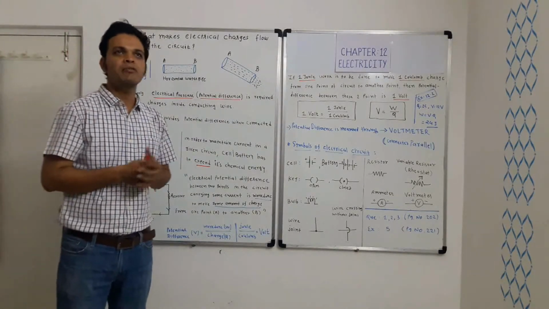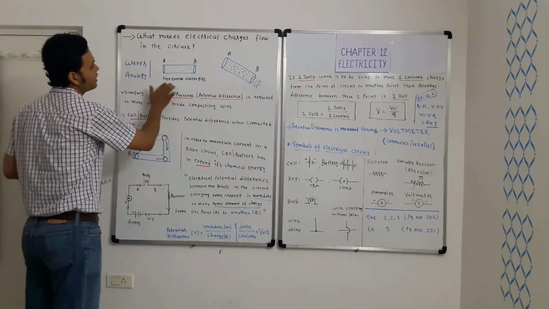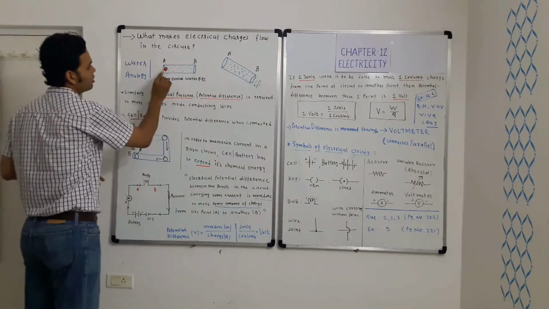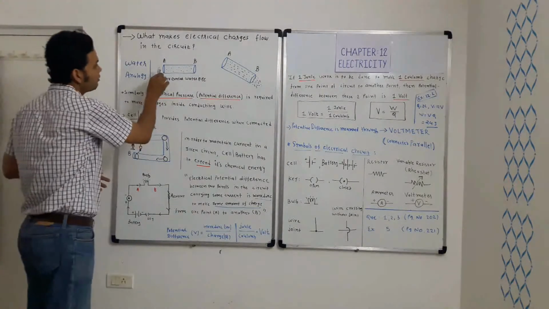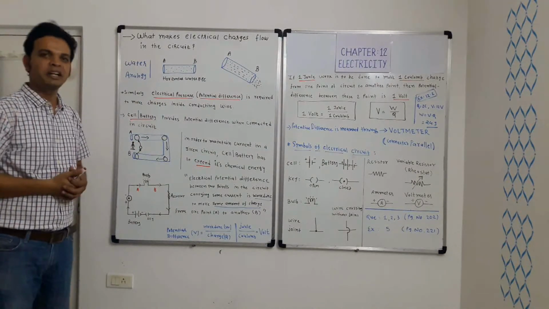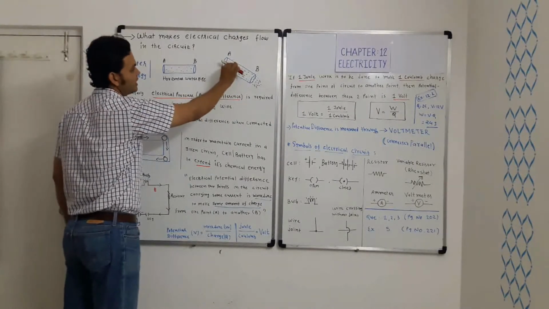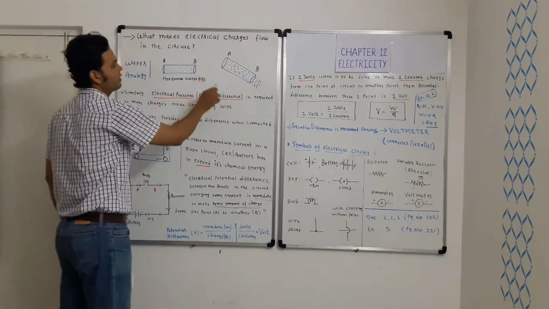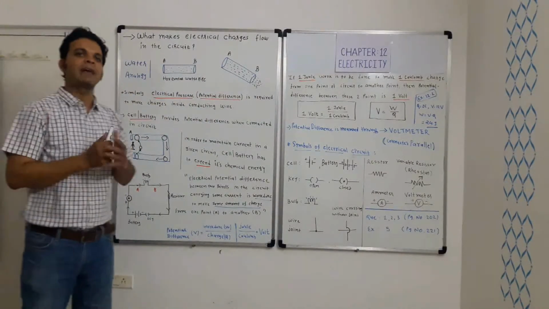So let me take a water analogy over here. Let's say I have a horizontal pipe in which water is filled. Now can you answer whether water will flow automatically inside this pipe? Yes or no? I think it will not flow. But if I tilt this plastic pipe a little bit, then water will automatically flow. So why does it happen?